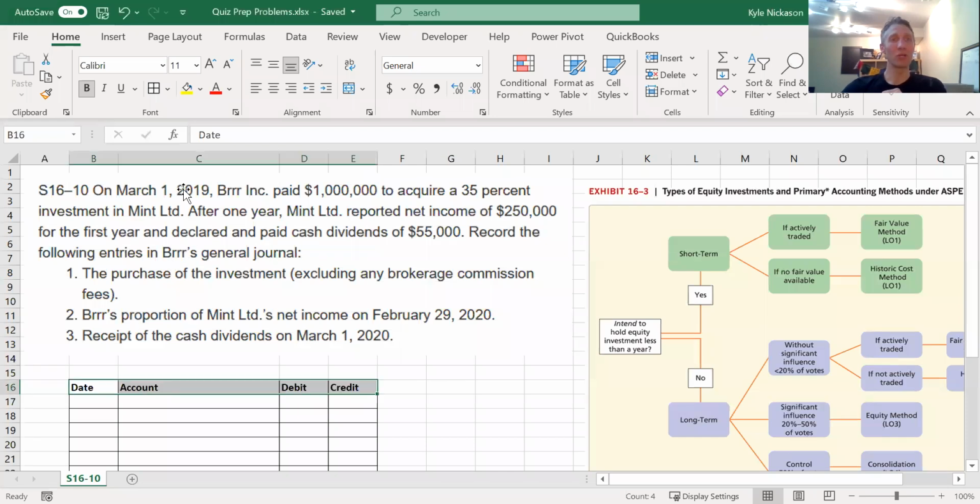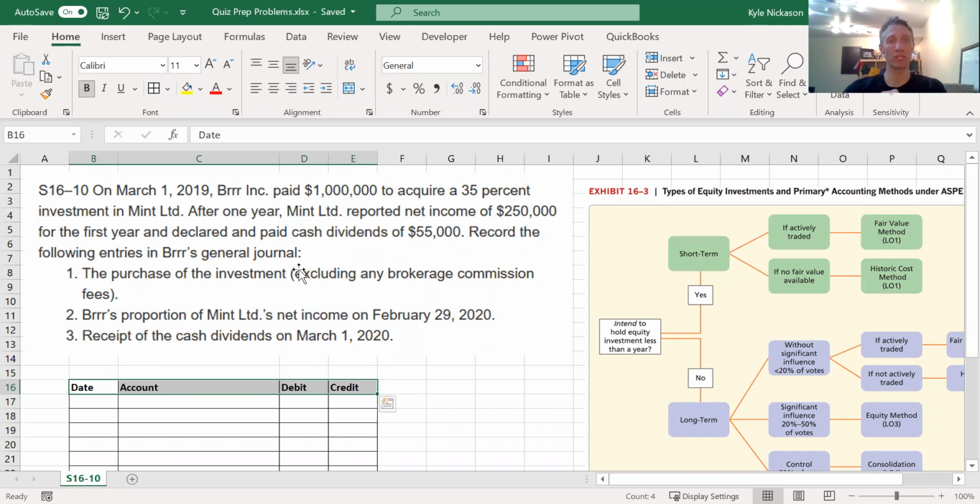I've got the problem ready to go for us right here. On March 1st, 2019, Burr Incorporated paid $1 million to acquire a 35% investment in Mint. After 1 year, Mint reported net income of $250,000 for the first year and declared and paid cash dividends of $55,000. Record the following entries in Burr's General Journal.